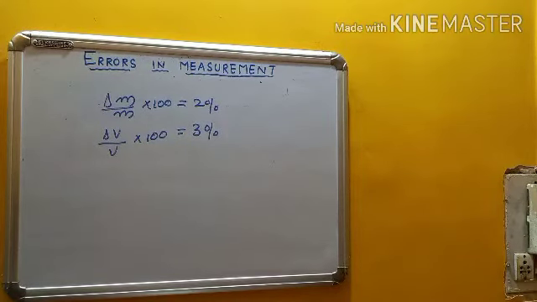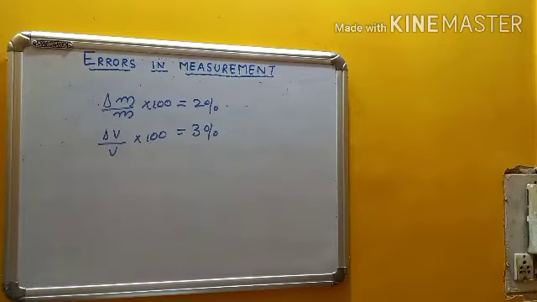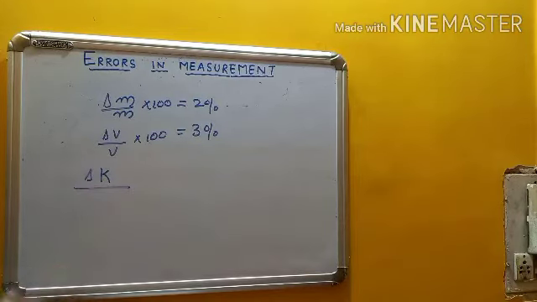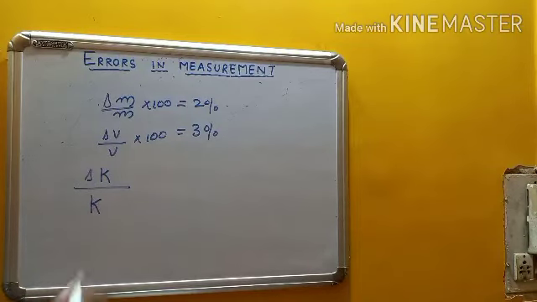What do you have to calculate? Find out the maximum error in the calculation of kinetic energy. Okay, percentage error is asked. Percentage error in kinetic energy. Percentage error in any quantity, how will we write it? The absolute error divided by the true value into 100. So delta K is the absolute error in kinetic energy measurement, K is the true value, into 100.